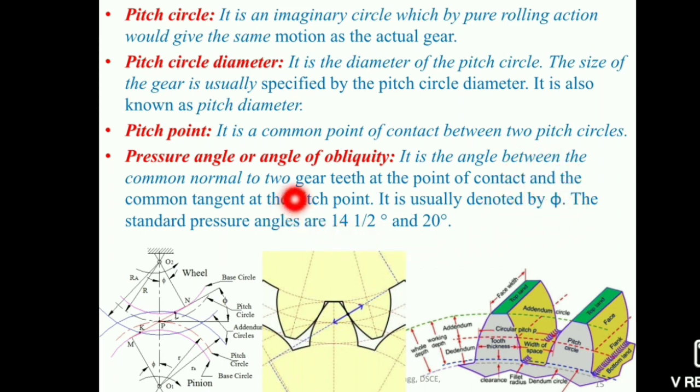And in almost all of the gears, the standard pressure angles will be 14.5 degree or 20 degree. These will be the nominal pressure angles for the different gears which we are using in normal day-to-day life.